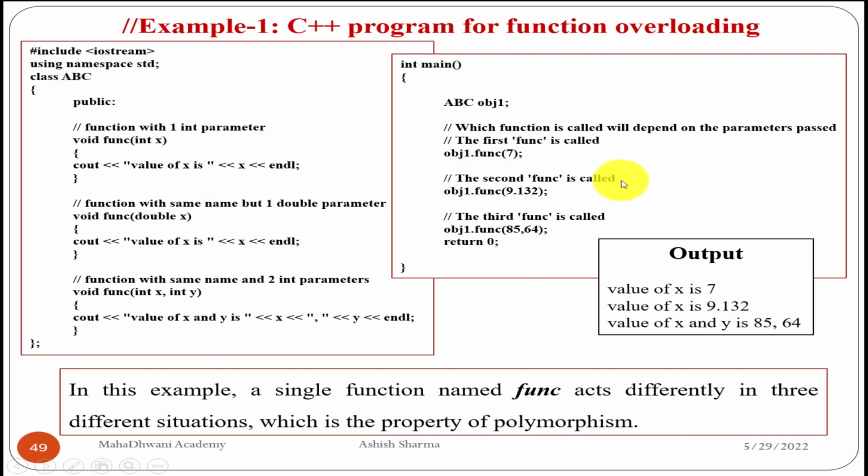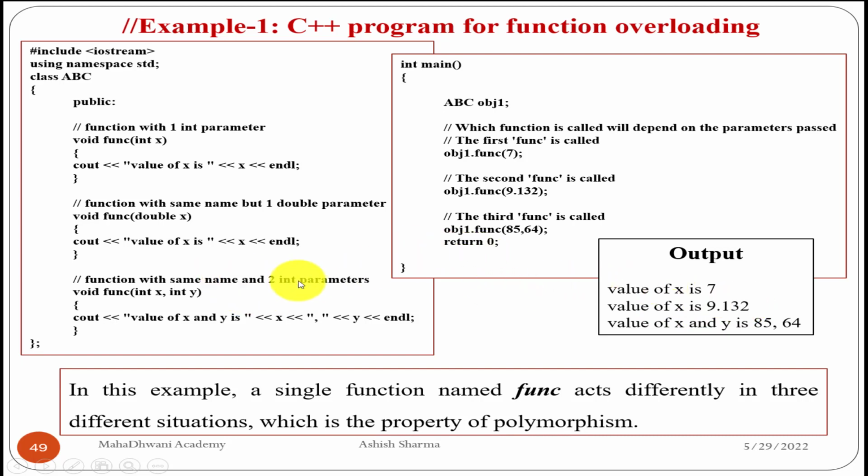Now for the second function, we pass a floating point value. Whenever we pass a floating point value, it will directly jump and match the double x, because this value is a double type. So we will have the execution of the second function, and it shows cout value of x is whatever value we have given in floating point, 9.132. So "value of x is 9.132" is what we receive.